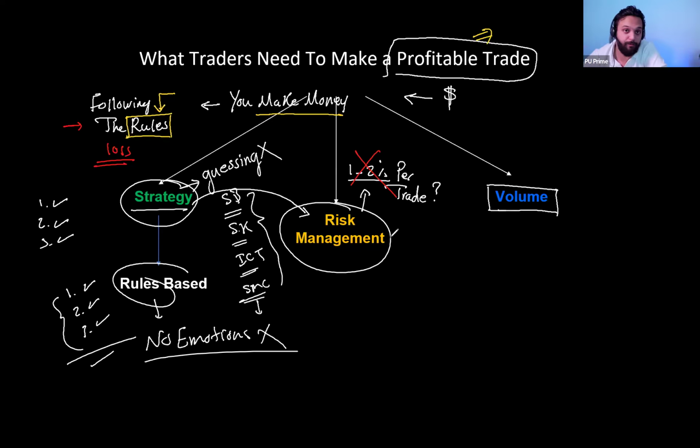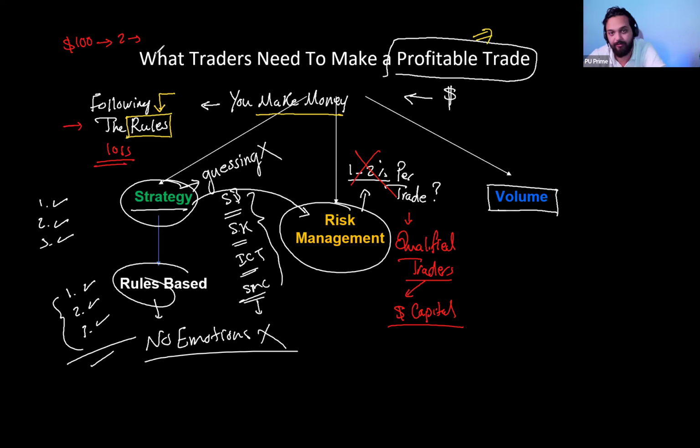Because the 1 to 2% per trade is only for qualified traders. Now, who is a qualified trader? A qualified trader is the one who has very high capital, right? Because it does not make any sense if you have $100 in your trading account and you are risking 1 to 2%, let's say 2%, which is $2, in order to have a risk to reward ratio of 1 to 2 to make $4.